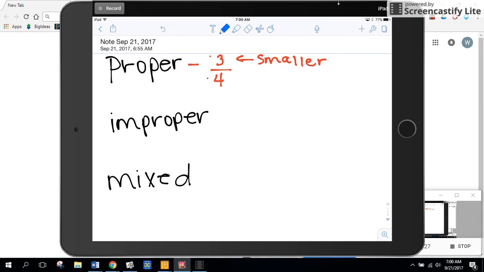I'm going to move on to improper. So if a proper fraction, the normal fraction, is where the top number, the numerator, is smaller than the denominator, then an improper fraction is where the numerator, top number, is bigger than the denominator. It is not normal. So go ahead and pause me and take a minute to put a box around your improper fractions.